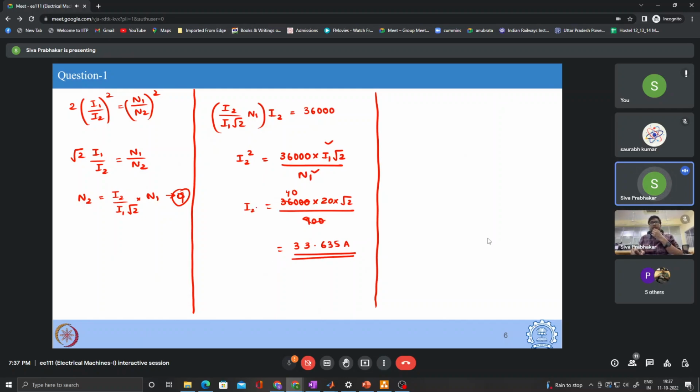So this is I2 squared, and I2 will be the square root of this particular thing, and it comes out to be... So I have got the value of I2. Now I can substitute it into I2. We have it to be 36,000 from equation number 8. So N2 will be nothing but 36,000 by 33.635, and it comes out to be how much? 107.0236.